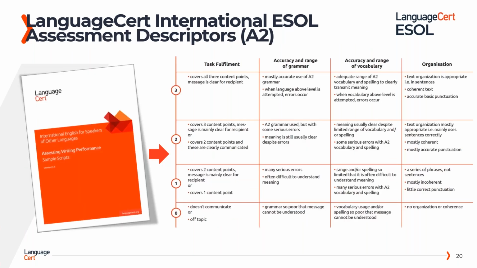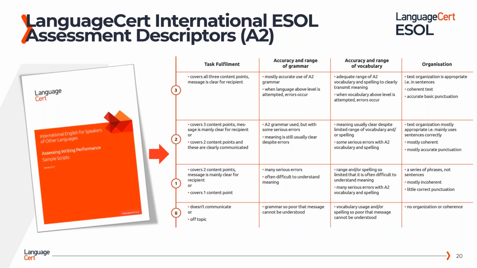Candidates are awarded a maximum of 3 marks per criterion, 3 being the best score and 0 being the lowest. The maximum score candidates can get is 12 marks per written task. On the right, you can see the mark scheme that the assessor will use to evaluate the candidate's response.